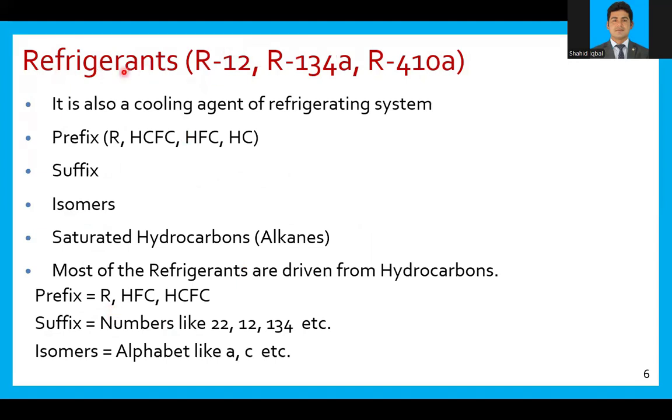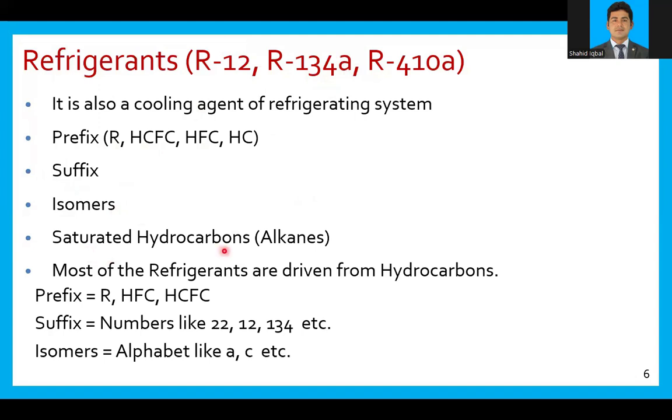So what is refrigerant? Refrigerant is a cooling agent that is used for the refrigeration process in different refrigeration systems. So this is a fluid that is used for producing cooling. It has different nomenclature. The first one is prefix, the second one is suffix, and the third one is isomer. So, for example, when we are studying the refrigerant like R134A, R is the prefix, the number 134 is the suffix, and A is the isomer.